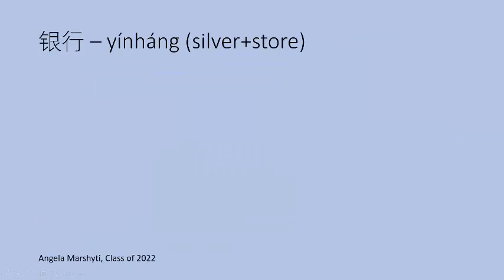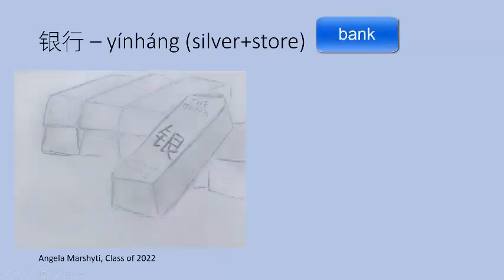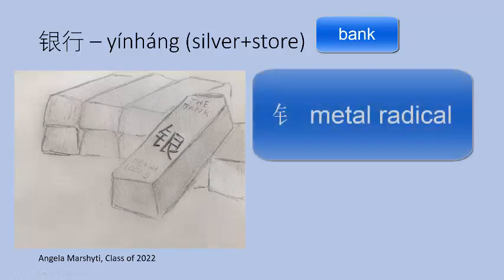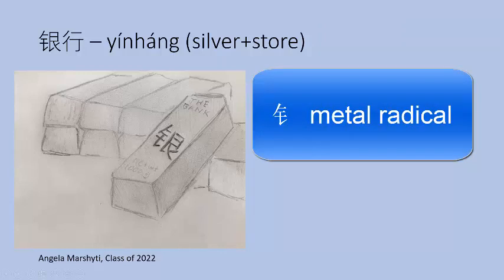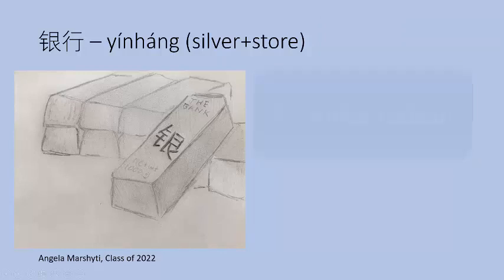The next character is 银行, which means silver store or a bank. Yin means silver, it has the metal radical, and then it has the right half of 很 for very, because we all want very much silver. And then 行 for store looks kind of like a stack of things, a storage of shelves full of silver.